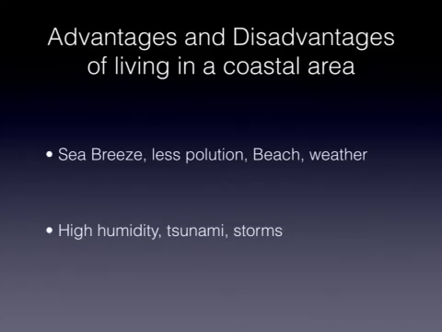Some advantages are there's a nice sea breeze which has cool air and it feels good, and there's less pollution near the land, and there's a nice beach, and the weather is really nice and warm, or sometimes it can get cold because it's near the water. And some disadvantages of living in a coastal area is it's pretty humid, and there's always a chance of a tsunami if you're near a big ocean, and there's always a chance of a storm, so your houses have to be pretty strong.